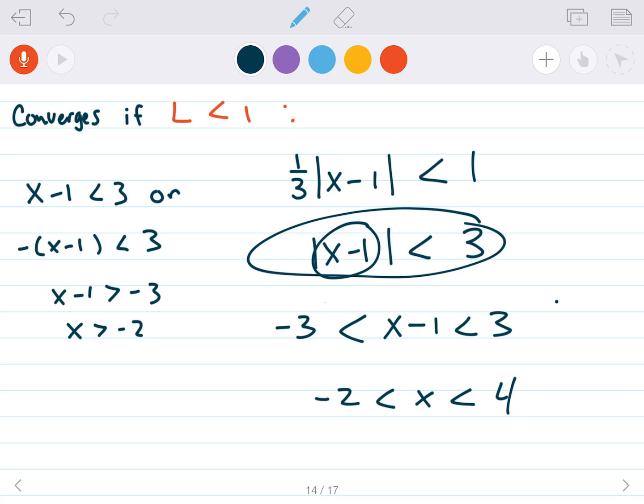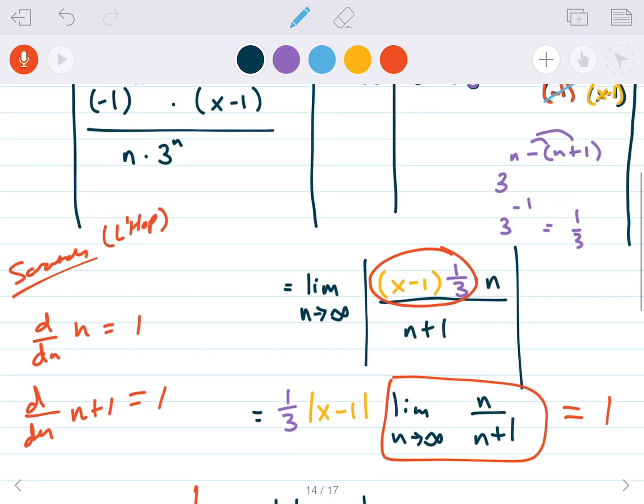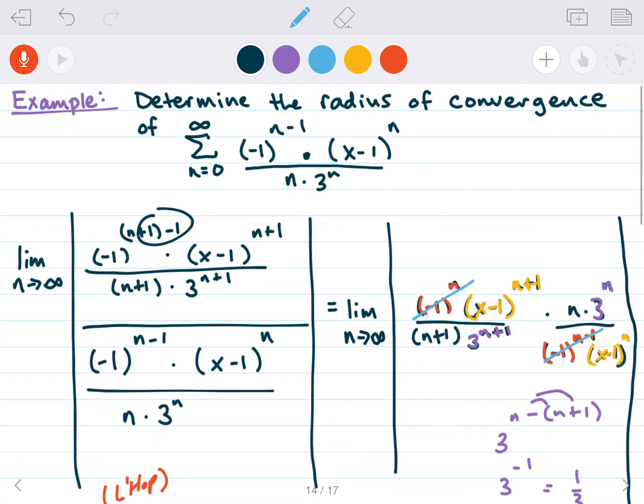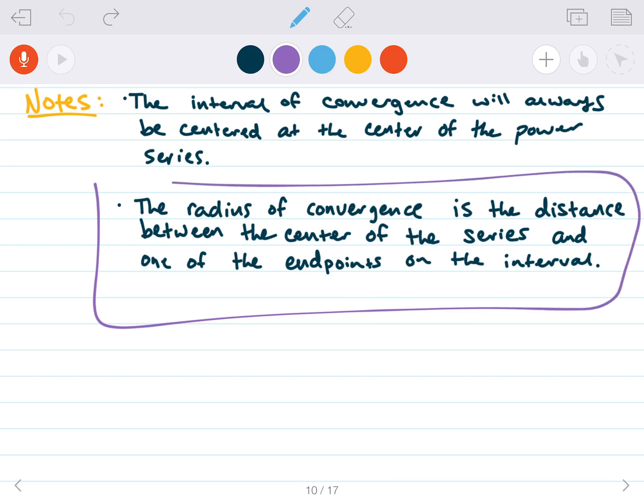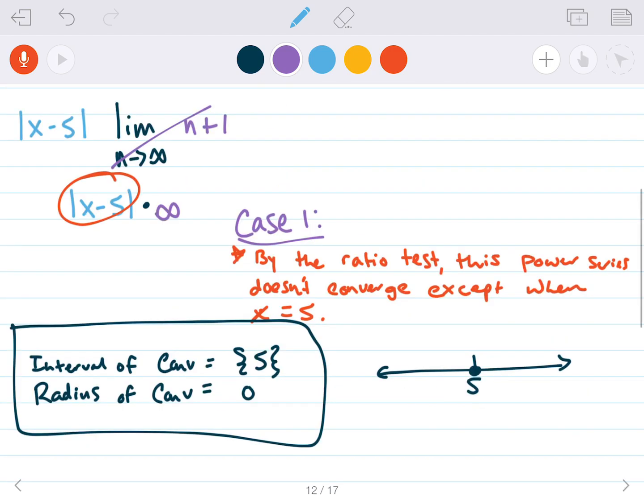What were we trying to do? We're trying to find the radius of convergence. Look at your previous notes. What did I say about where the radius is in relation to the center? Right here: the radius of convergence is the distance between the center and the endpoint. Either of the endpoints.